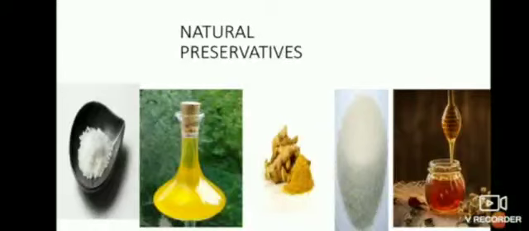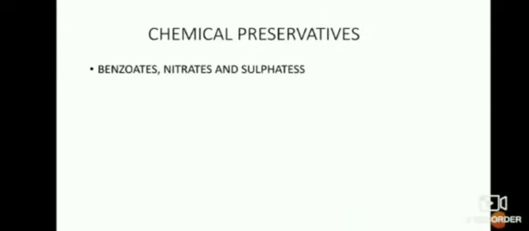Next, we are having preservatives. What do you mean by preservatives? The materials or substances that we use in preserving food are called preservatives. Now, you are seeing here natural preservatives like salt, oil, turmeric, sugar, and honey. Next, we are also having another type of preservatives called chemical preservatives. They are benzoates, nitrates, and sulfates. Some of the chemical preservatives are harmful to our health, so we should be careful while using the preserved foods.